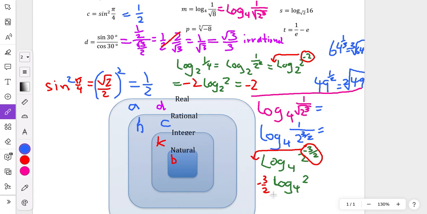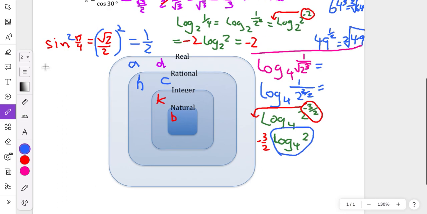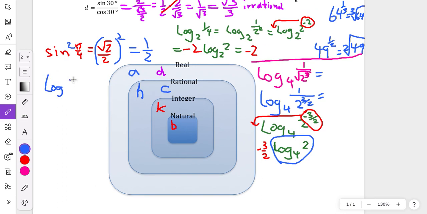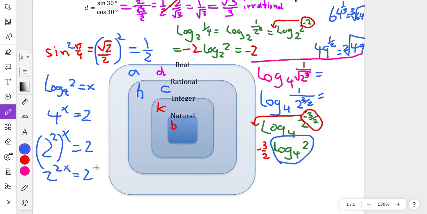Now I'd like to focus in on this part right here. How do we solve log of 2 base 4? Well, 4 to what power is 2? Isn't it the square root of 4 that makes 2? If you have log of 2 base 4 equals some number, and you rewrite that in exponent form, this means that 4 to the x equals 2. You could say this is 2 squared to the x equals 2, or 2 to the 2x equals 2. Well, 2 is just 2 to the 1, so therefore 2x equals 1. Divide both sides by 2, and you get, oh my gosh, x is a half.